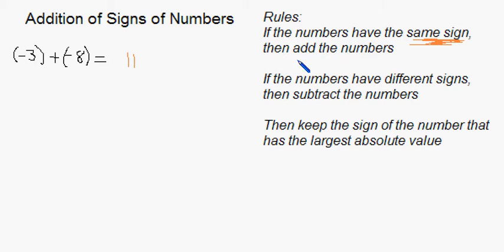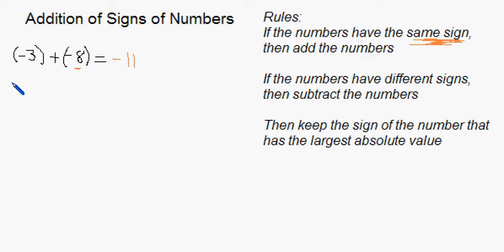Well, after you add the numbers, then you keep the sign of the number that has the largest absolute value. Which means that if you take a look at -3 and -8, the absolute value of a -3 is a +3. The absolute value of a -8 is a +8. This number is the one with the largest absolute value, so you keep the sign of that number, which is negative. So therefore, the answer for the sum of -3 and -8 is -11.